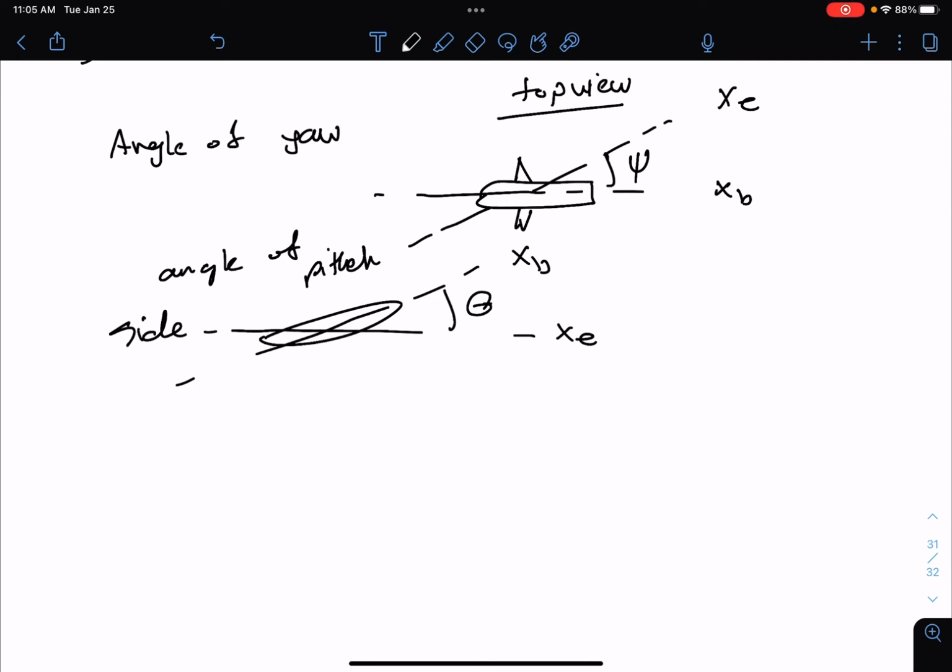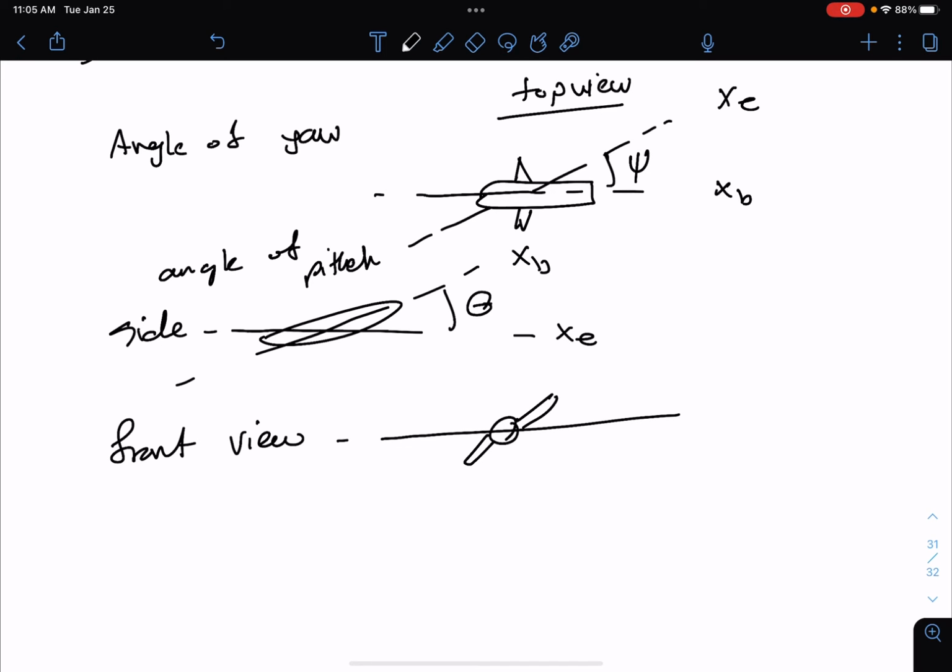Okay, let's have a front view of it. This is your aircraft. It is rolling. It's going to look like this. This is your y of E, and this is your y of B.